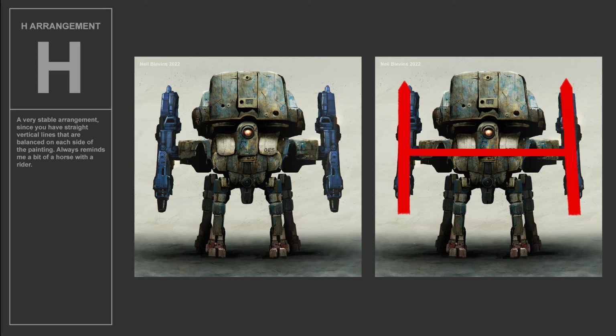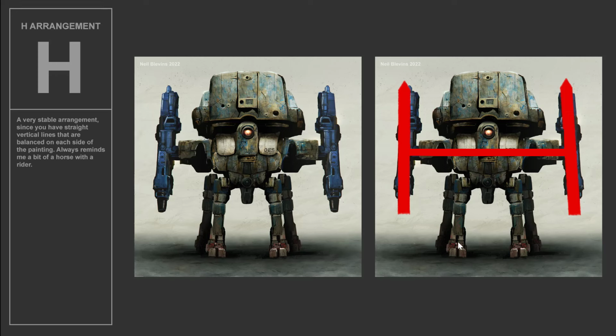So next is the H arrangement. And it's a very stable arrangement since you have two straight vertical lines that are balanced on each side of the painting. And always kind of reminds me a bit of a horse with a rider sitting on top of it. So this one, you have these two elements here, and then balanced across there.